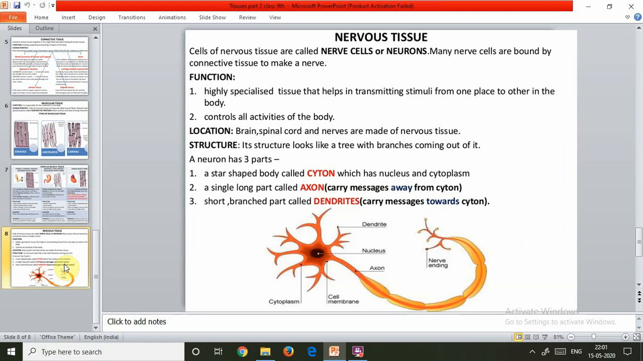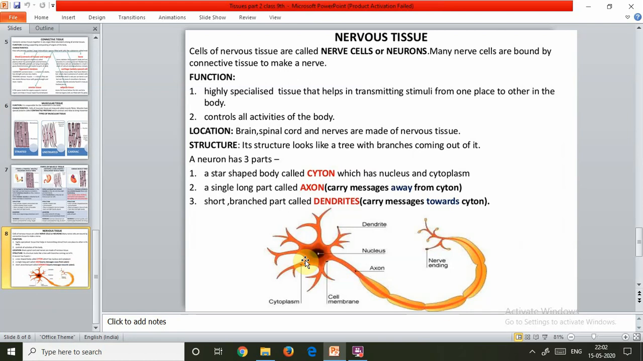Each neuron is composed of three parts. The first is the cyton, which is the cell body. This is the cyton, the body of the cell, which contains a central nucleus. This is the nucleus, and cytoplasm is also present around it. Then the characteristic is the deeply stained particles called the Nissl granules.